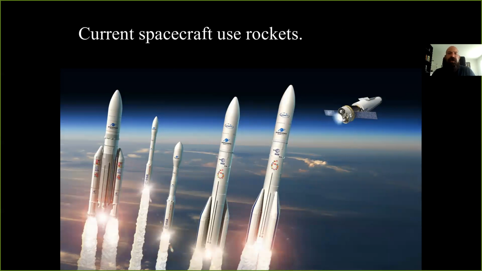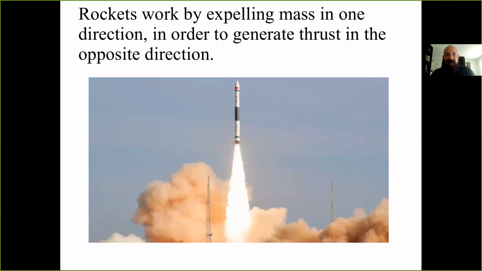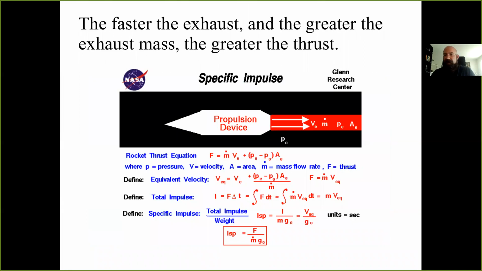So our spacecraft technology currently is entirely based around rockets. So what's a rocket? A rocket basically expels mass in one direction in the form of an explosive combustion of some kind of fuel, and that generates thrust in the opposite direction using Newton's laws. So for each action, there's an equal and opposite reaction. The faster the exhaust, and the more exhaust that you're pushing out, the more the thrust you have. So the thrust is basically just the rate at which mass is going, and the speed the mass is going at.